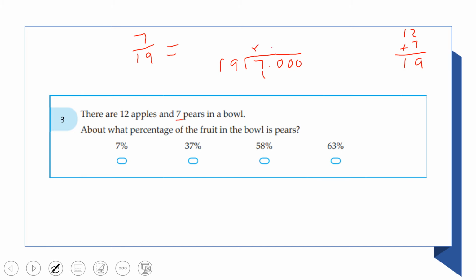But now we go 19 into 70. 19 once, we'll get 19. 19 twice, we'll get 38. It's a bit hard to do threes. 38.